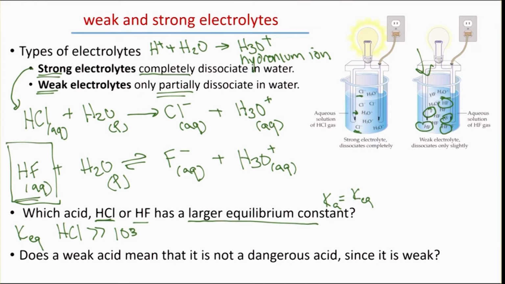Compare that to the equilibrium constant for HF, and this is 3.5 times 10 to the negative 4. So much smaller value. That means the equilibrium lies far to the left-hand side for the hydrofluoric acid, since it is a weak acid.